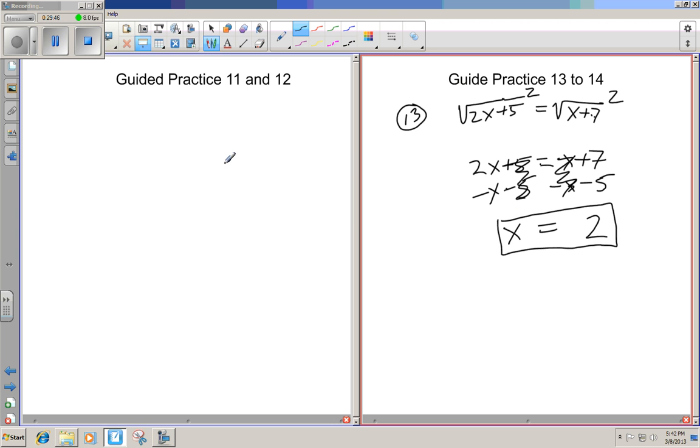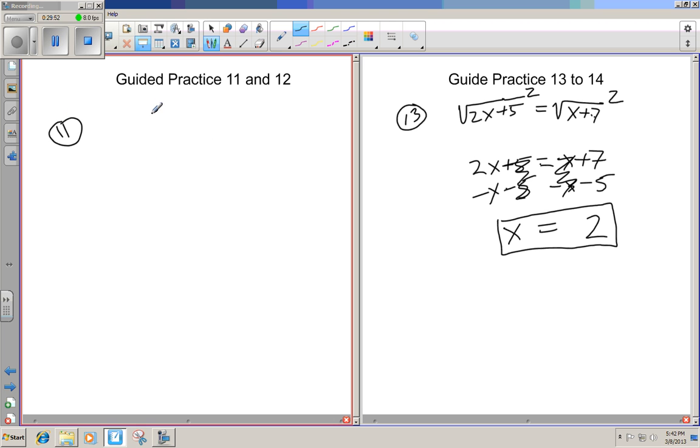Let's take a look up here. Let's do number 11 from your guided practice. X minus 1/2 equals the square root of 1/4 x. Oh, this is an equal sign. Square both sides. The radical is isolated, so we can square. So over here it becomes 1/4 x. Over here it's x minus 1/2 times x minus 1/2.